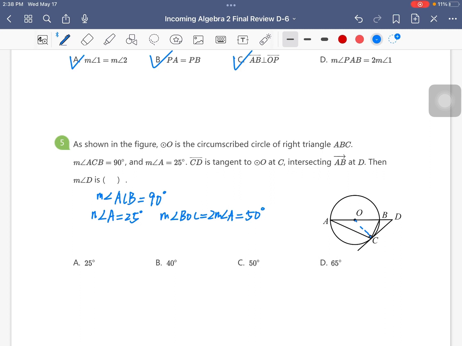Then since CD is tangent to the circle O, we have OC perpendicular to CD. Therefore, angle D equals 90 degrees minus angle BOC, which is 40 degrees. Choice B.